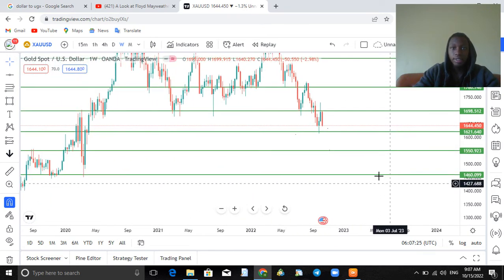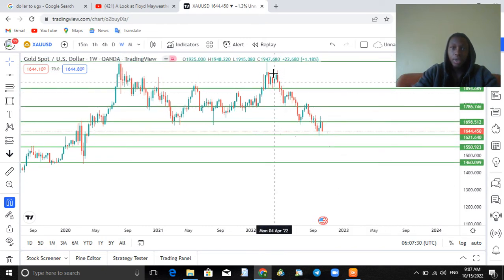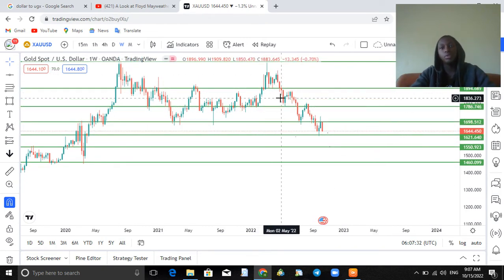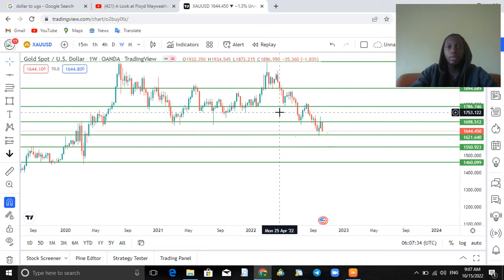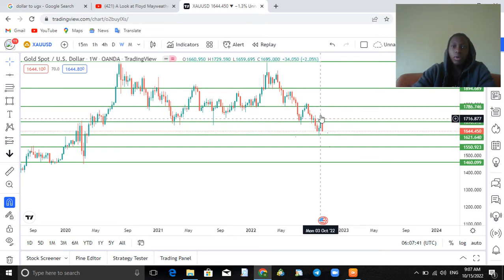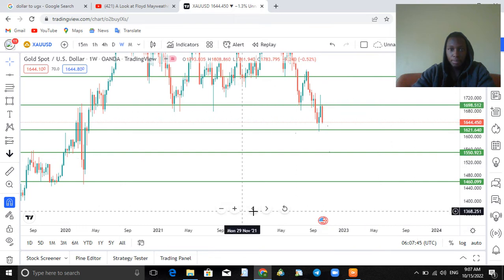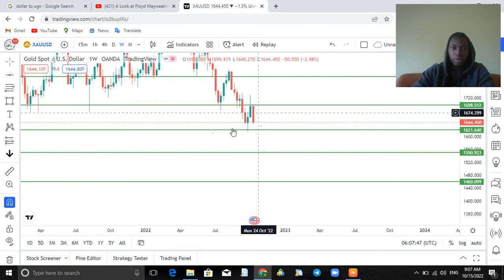you can clearly see that gold has been respecting a downtrend, because you are seeing lower highs and lower lows, lower highs and lower lows. Now recently this week gold made a lower high, but sellers jumped in the market and pushed and created all this momentum.